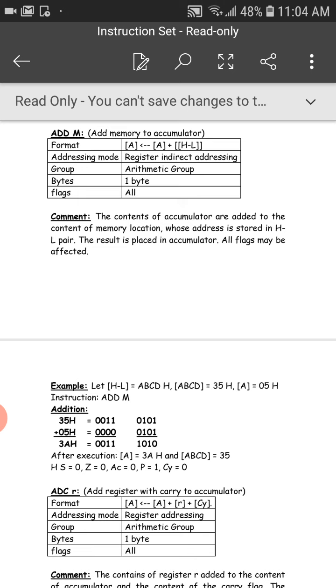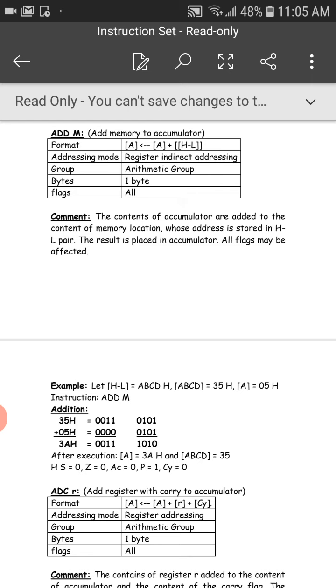Then the addressing mode contains register addressing and register indirect addressing modes. The addressing mode point is already covered, so if you have any query, then check out that video for addressing modes. Then the group: this is an arithmetic group instruction. It contains 1 byte and all flags are affected by this instruction.